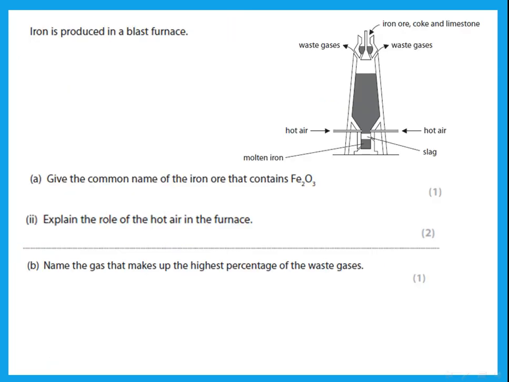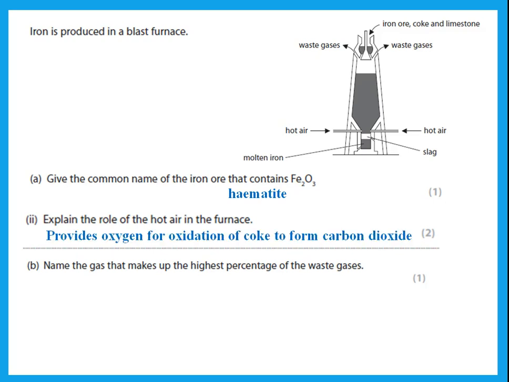So this is a typical question on this kind of extractions. The question says iron is produced in a blast furnace. Give the common name of the iron ore. What was the ore of iron? Hematite. Its name was hematite. Explain the role of the hot air in the furnace. Why do we pass hot air from the bottom going up into the furnace? To provide oxygen, which will oxidize the coke to form carbon dioxide, because that goes on to the next step.